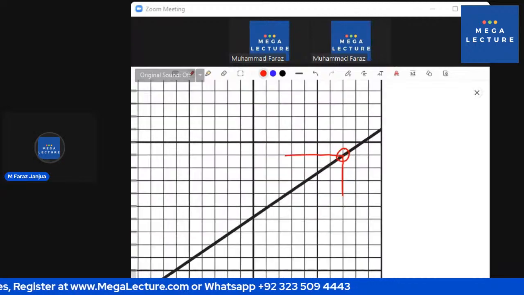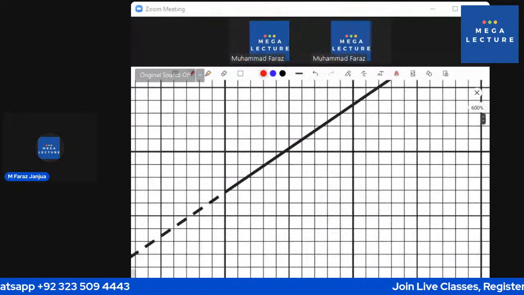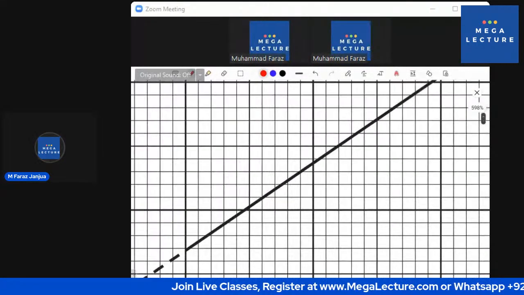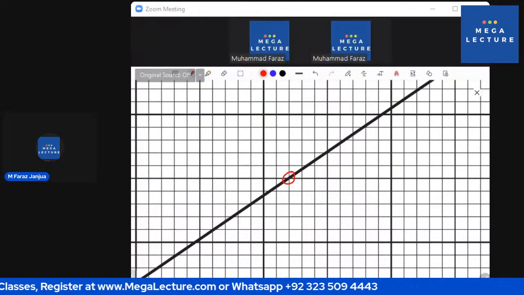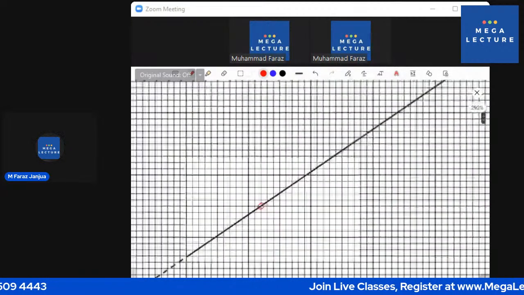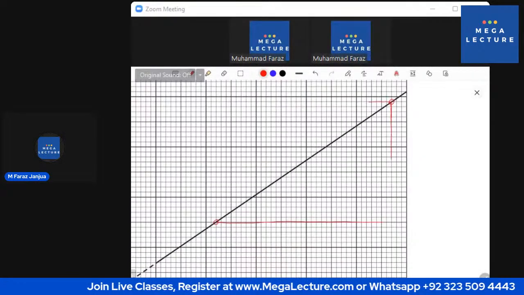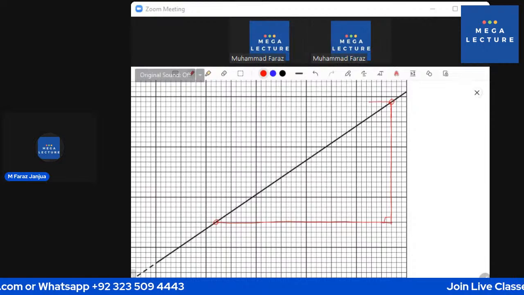Now go to the other side of the graph and start looking for another good point at the bottom. A good point. So I guess this is all right, because this is passing through the grid intersection. So draw a horizontal line from the lower point and a vertical line from the higher point and complete a right angle triangle. And this is what the examiner wants to see on the graph when you're finding the gradient.